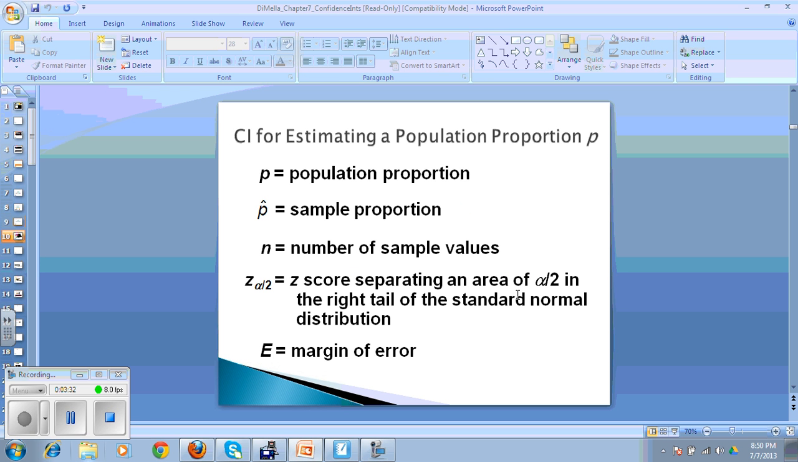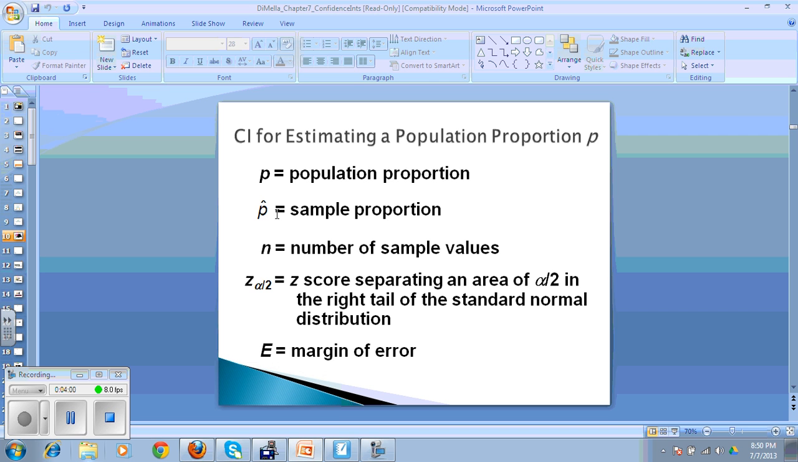We're going to have some new fun variables floating around. We're going to have this little p. That means population proportion. Eventually, we're going to have a big P also. P hat, that little caret symbol that's floating around on top of it, is going to be the sample proportion. N is the number of sample values still. There's that Z alpha. And this capital E is going to be my margin of error. And we'll talk about that in a second.